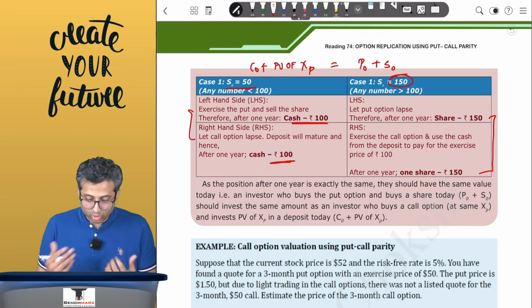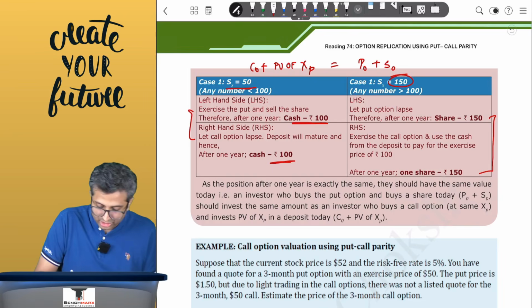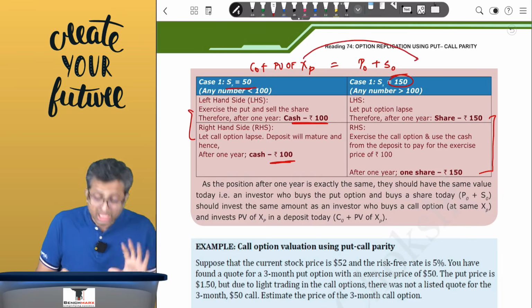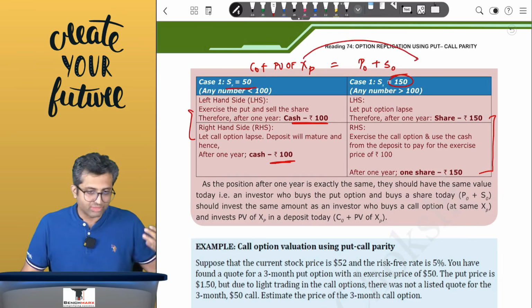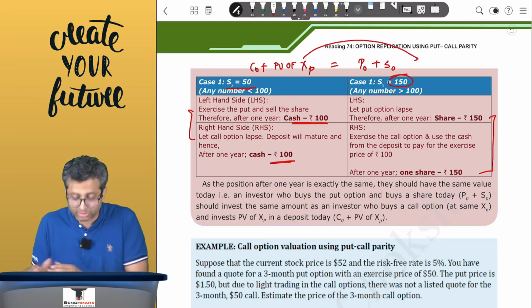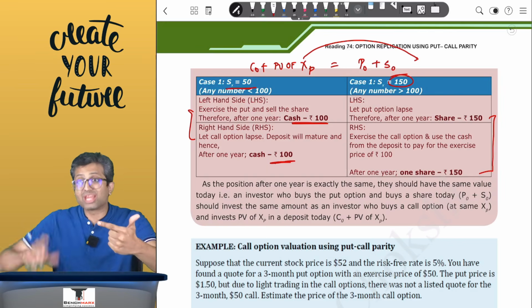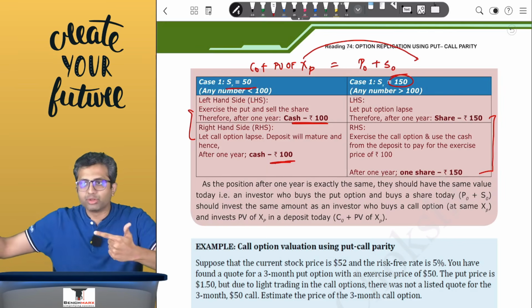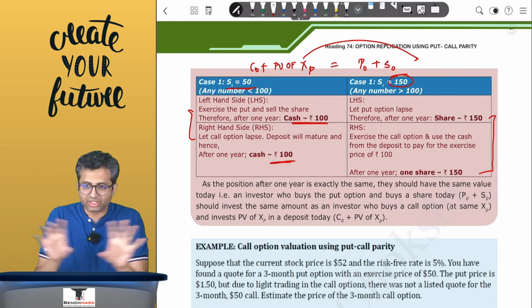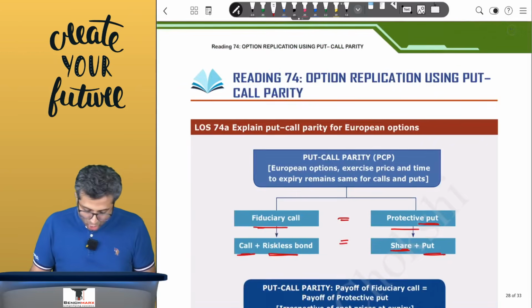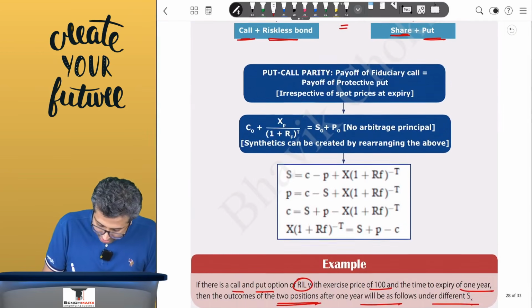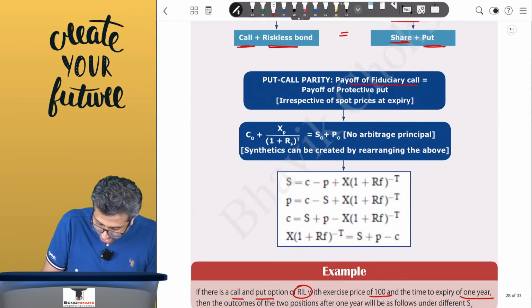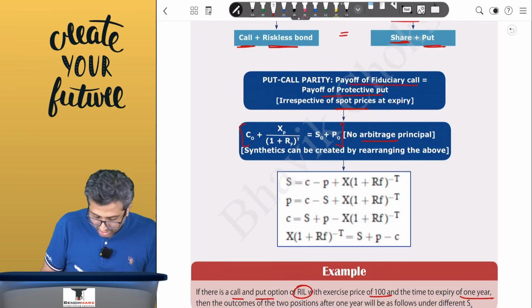Now what you can do is rearrange this, taking the PV of exercise price to the other side. So C0, that is buying a call, can alternatively be buying the put plus buying the share minus the present value of exercise price, that is, instead of depositing, borrowing, let us say. So that is like a synthetic. If you look at the call put parity, the payoff of a fiduciary call will equal the payoff of the protective put irrespective of spot at expiry. So this is your call put parity, the no arbitrage principle.